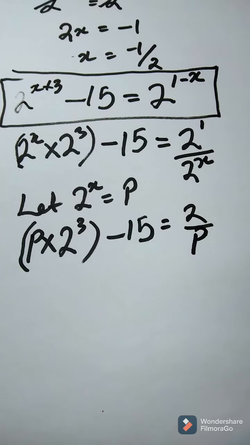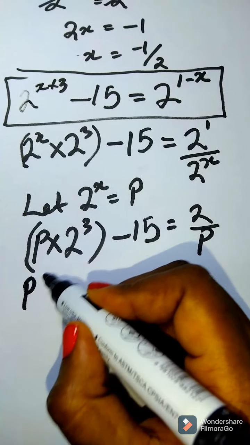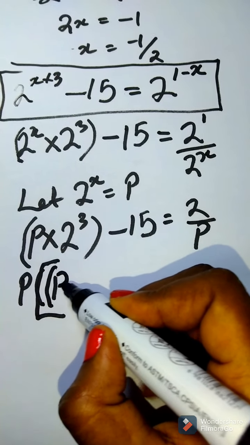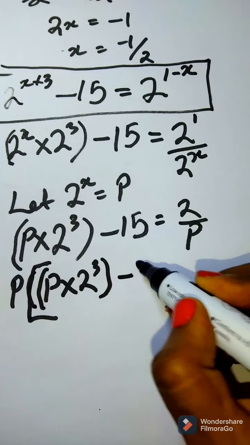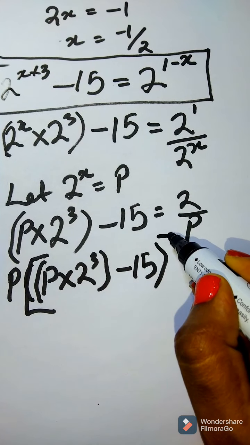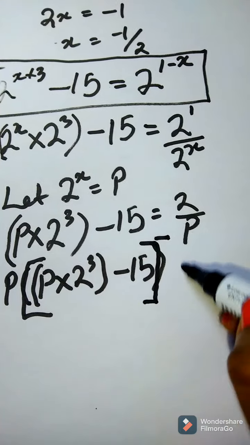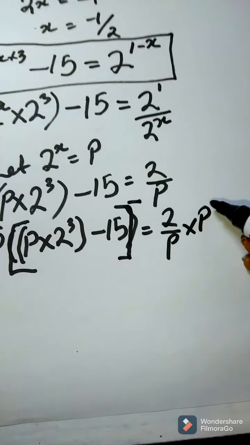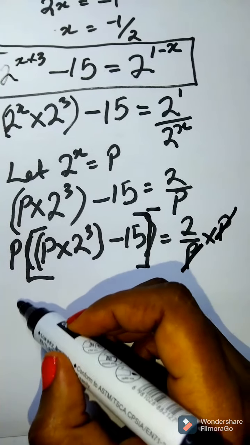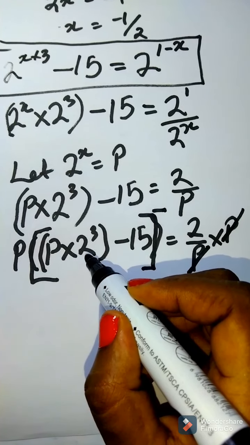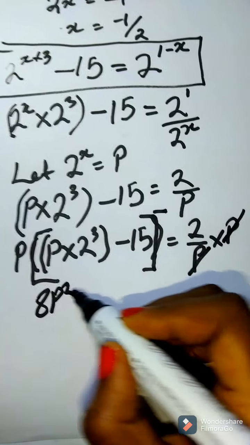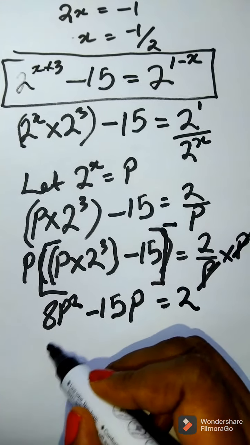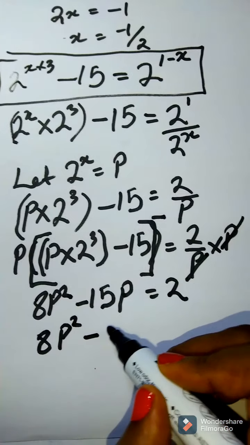So we're going to multiply p on both sides, which will give us what? p times 2 raised to the power 3 minus 15 equal to 2 all over p times p. Okay, remember we're multiplying both sides by p, so this will cancel this out, and then we'll expand this, right? So this will give us, remember this is 8, right? So we'll say 8p squared, minus 15p equal to 2. So we have a quadratic equation forming here already.